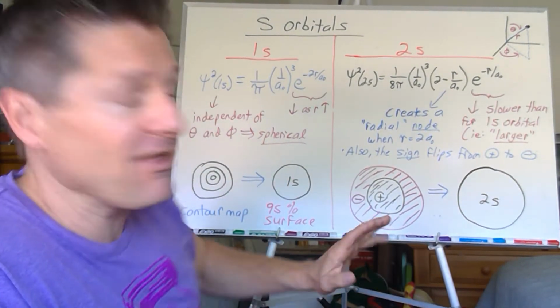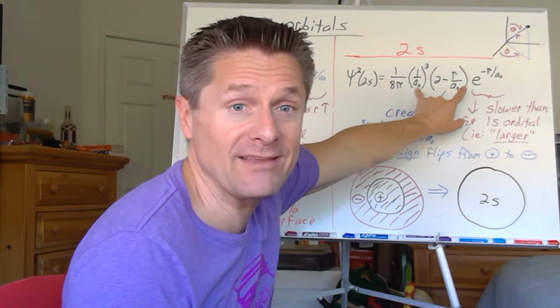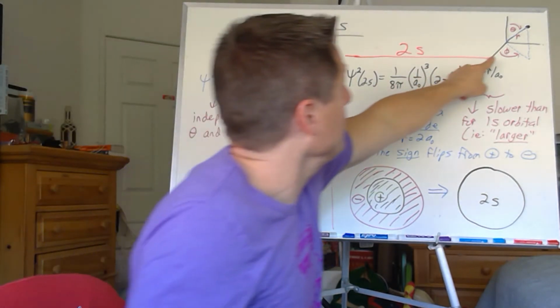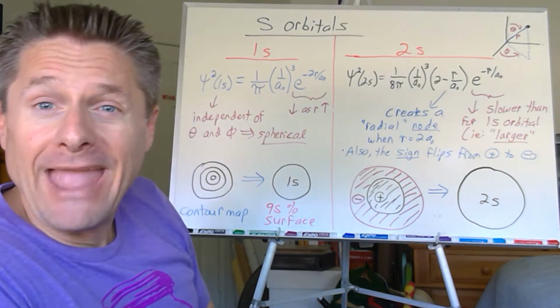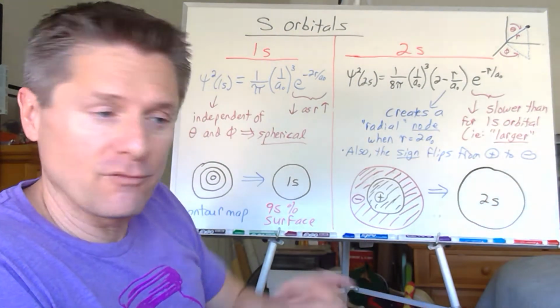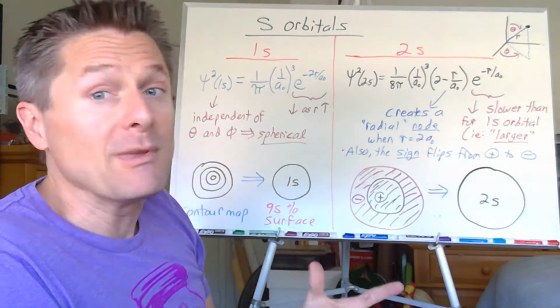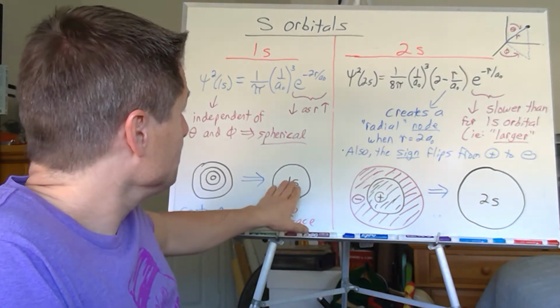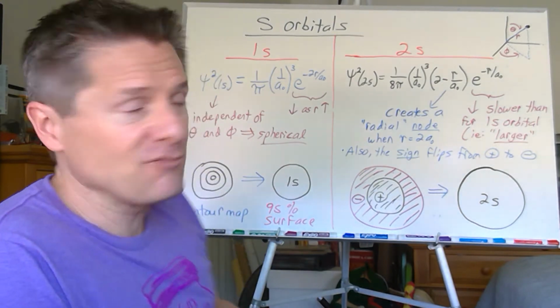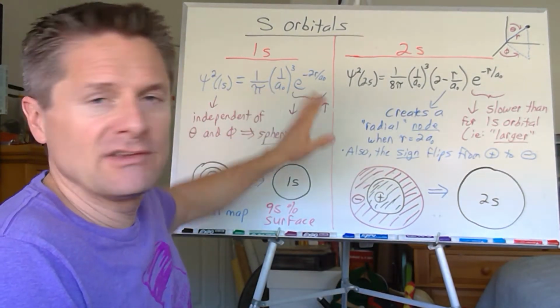What we find in the mathematics for 1s and for 2s, do you see either of those angles in there? We don't. They're independent of the angles, which means they're spheres. Or if you do it in 2 dimensions, it'd be a circle, but in 3 dimensions, they're spheres. Perfectly symmetric all the way around. Okay? That's pretty cool.